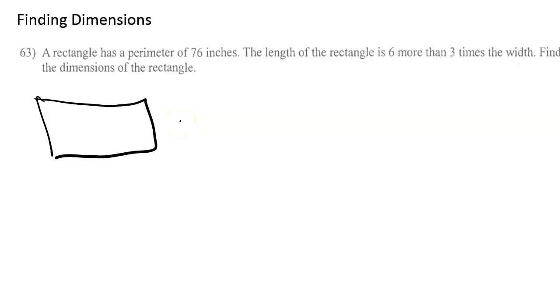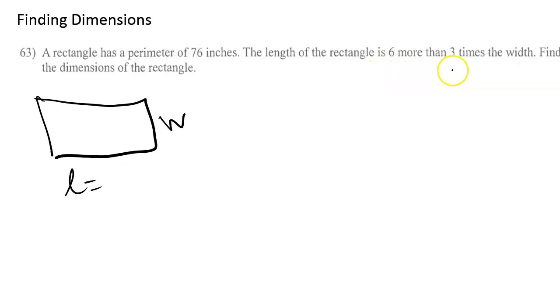So we know that the rectangle has a perimeter of 76 inches. And then we know that the length of the rectangle is 6 more than 3 times the width. So the first thing you want to recognize here is that they're giving you the length in terms of the width. So you want to just call this short side W for the width. And then we're going to take a look at how to represent the length in terms of that W.